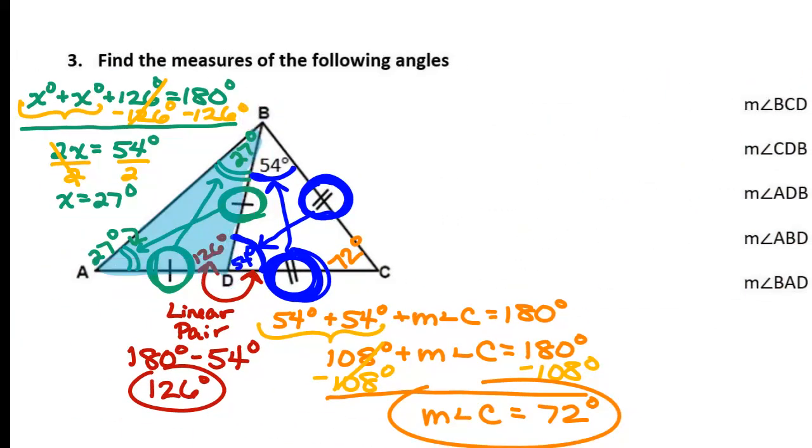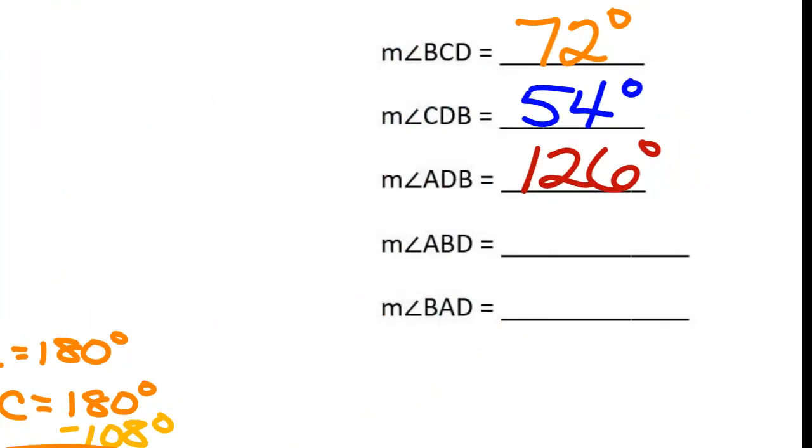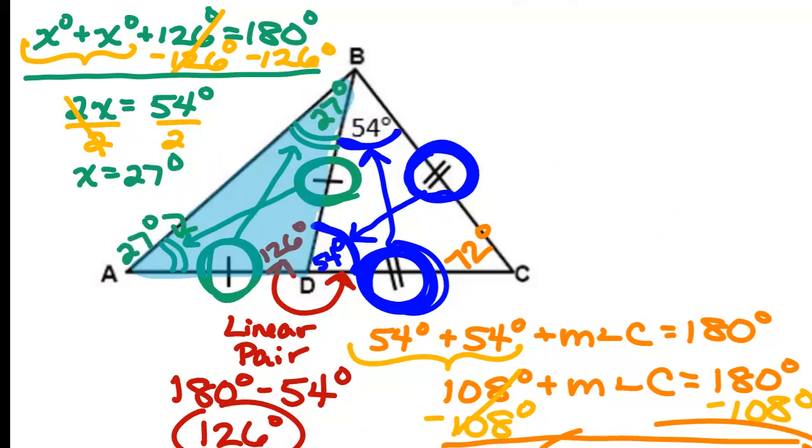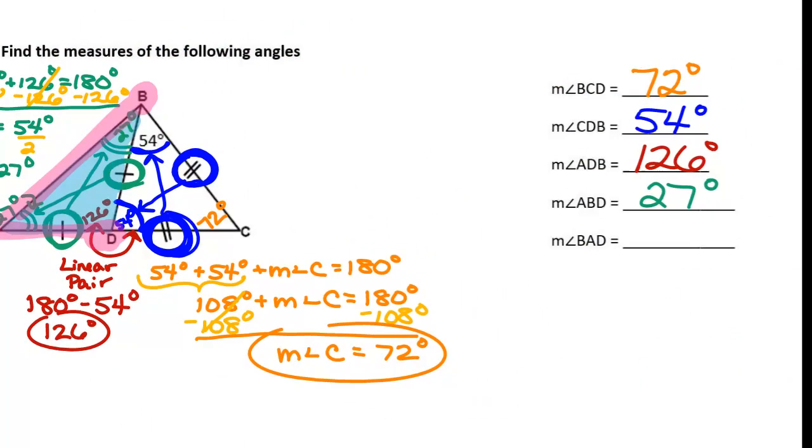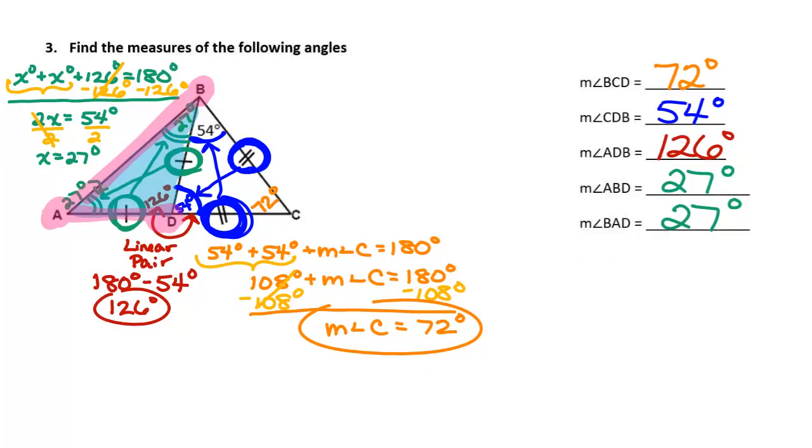Then we have ABD. How big is that angle? 27 degrees. And finally, we have BAD. How big is that angle? Also 27 degrees. All right. That's where we're going to stop for today.